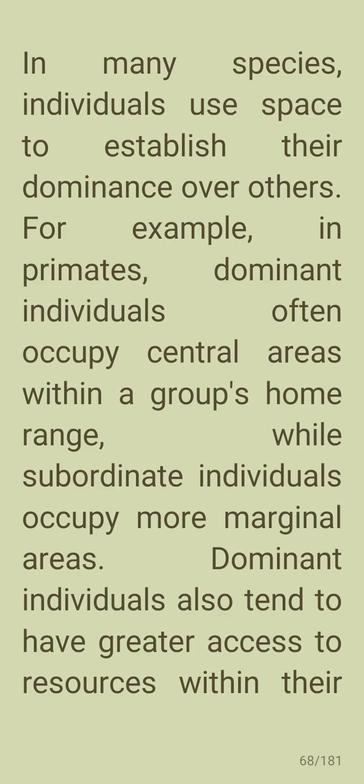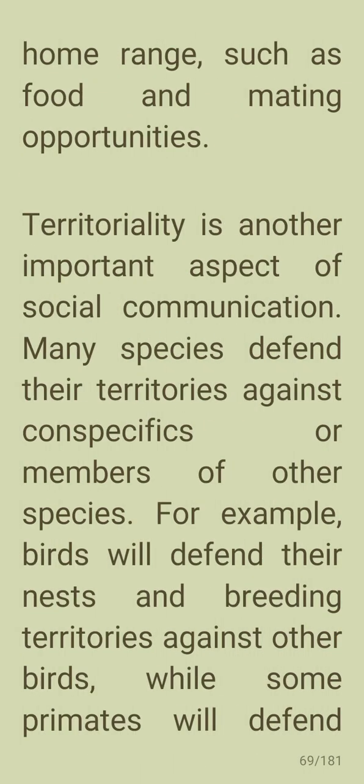For example, in primates, dominant individuals often occupy central areas within a group's home range, while subordinate individuals occupy more marginal areas. Dominant individuals also tend to have greater access to resources within their home range, such as food and mating opportunities. Territoriality is another important aspect of social communication. Many species defend their territories against conspecifics or members of other species.